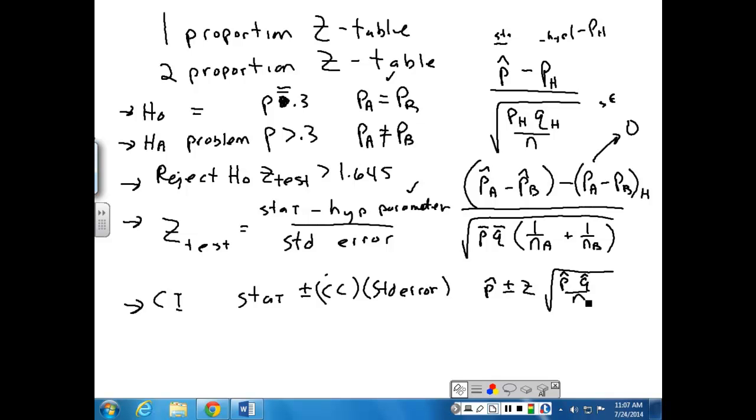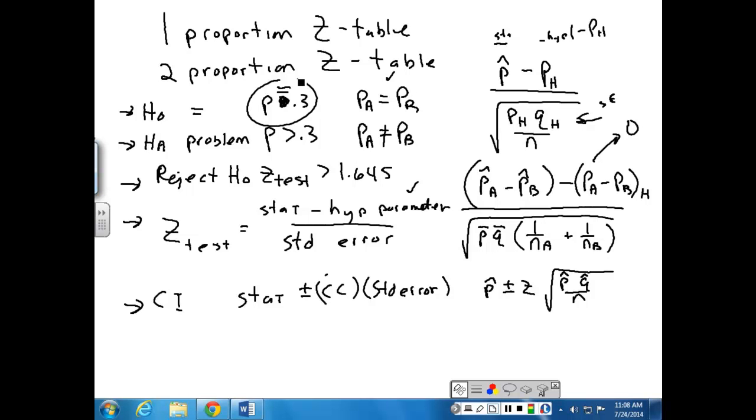So notice up here we used the hypothesized proportion, so we'll get our proportion from the hypothesis itself. If it were this problem, it would be 0.3 and 0.7. And if H0 is true, that's the best estimate, based on the proportion that's consistent with the null hypothesis, which is assumed to be true for the analysis. But with the confidence interval, you don't have to have a hypothesis for that. Therefore, instead of using some hypothesized proportion, you would use the sample proportion.